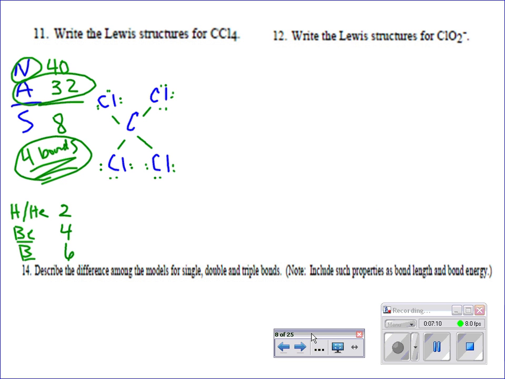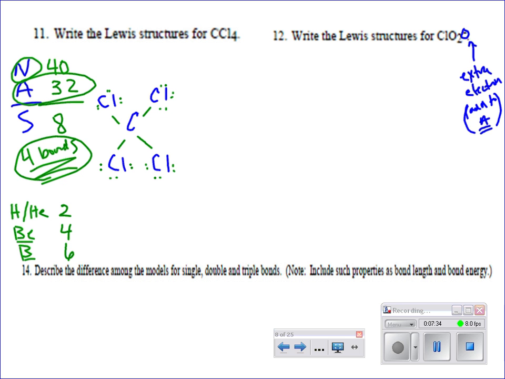So let's move on to ClO2 minus. I'm going to throw one in with a minus. What does that minus mean? We have an extra electron. We don't need an extra electron. We have an extra electron available, so where do we put it? Add it to the A. I'm talking about needed, available, shared. We're going to add it to the A, the how many we have available.